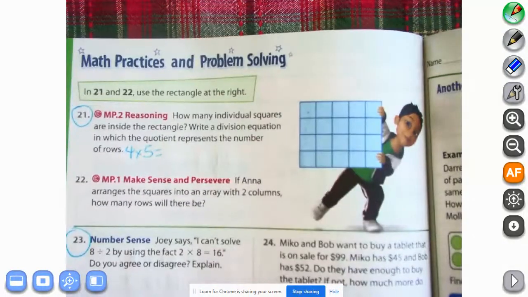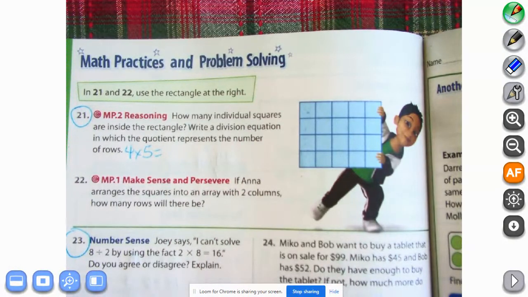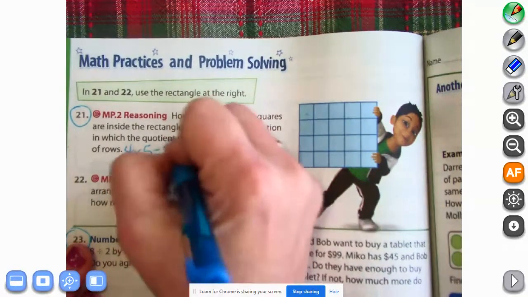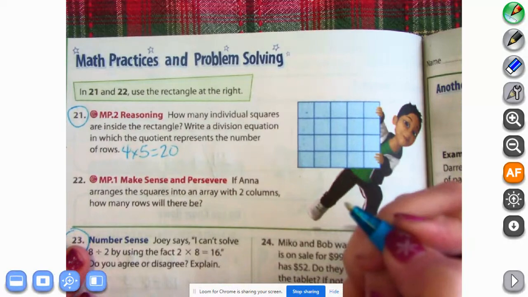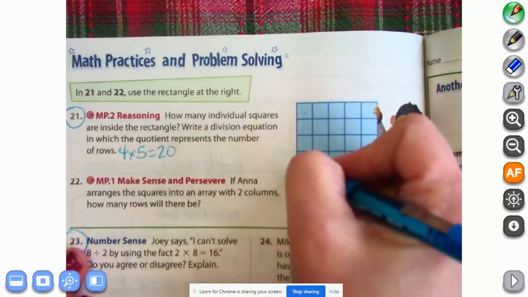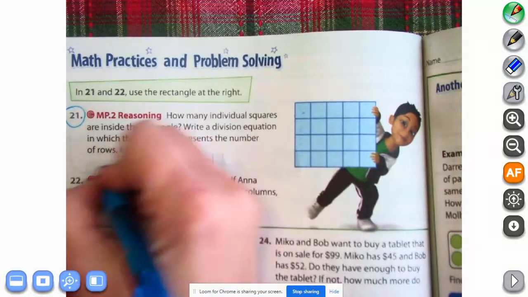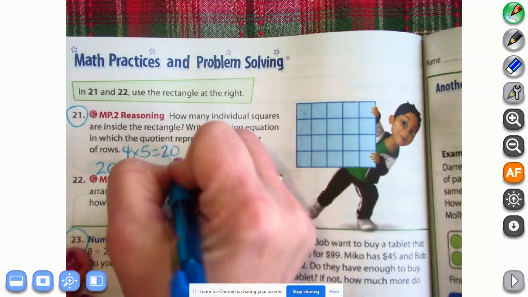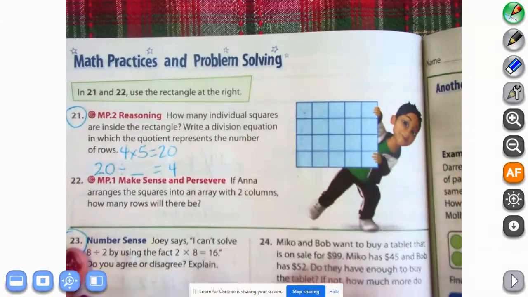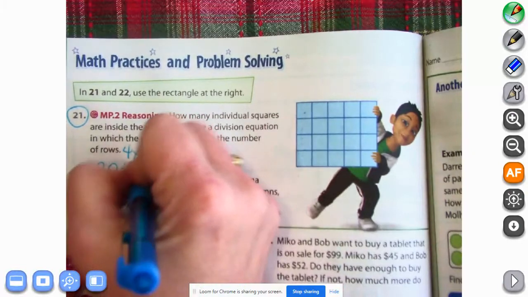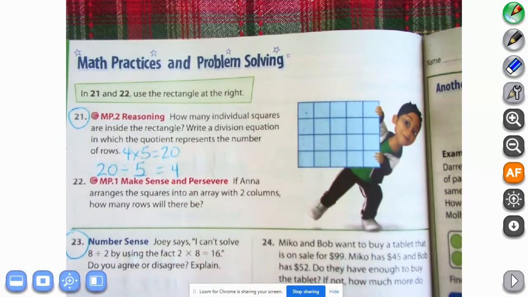Okay. What is 4 times 5? 20, correct? All right, so now it says we're going to write a division equation where the number of rows is the quotient. 20 divided by something equals 4, because 4 needs to be the quotient, and we decided that 4 times 5. So 20 divided by 5 would equal 4.